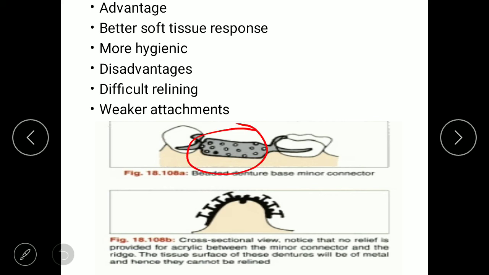This one is a beaded denture base, which gets the acrylic denture base cast onto it. This is a cross-sectional view. Here, the tissue surface will always be in contact, so they can't be relined.